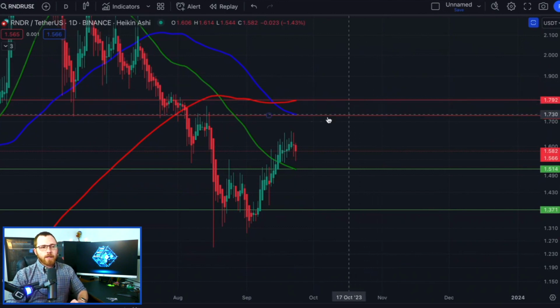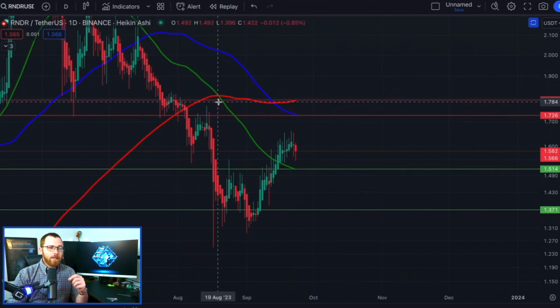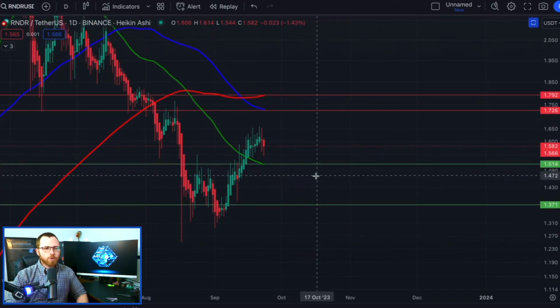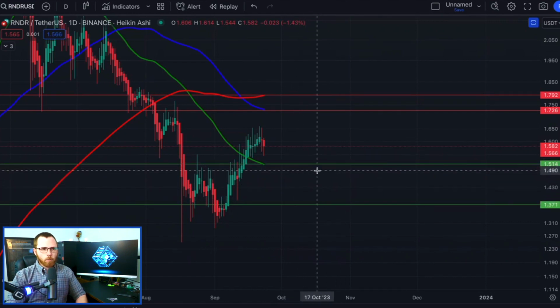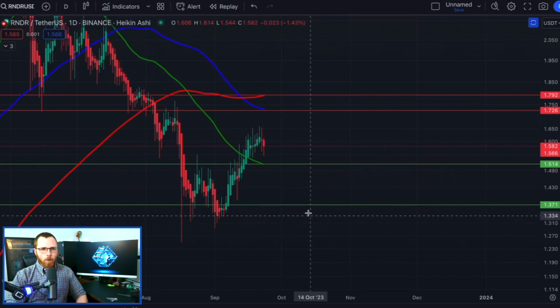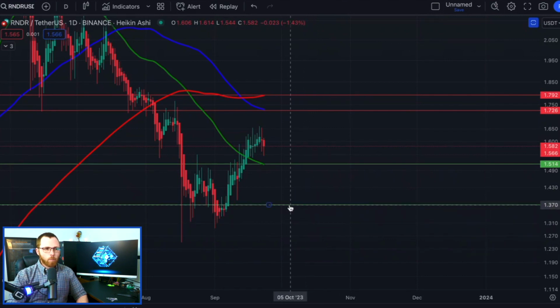Now, if we zoom into the daily, we do see that Render had a death cross back in August of 2023, just last month. However, these death crosses are often lagging indicators. They can often mean more bearish momentum to come, but they can sometimes also mark basically the bottom because they're such a lagging indicator. As you can see right here, we have our two green lines of support, one at the 50-day moving average at $1.51 and another down here at $1.37. This is the 50-week moving average we just saw in the weekly time frame before.